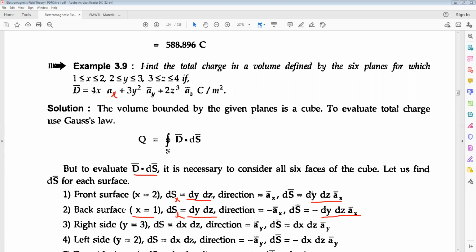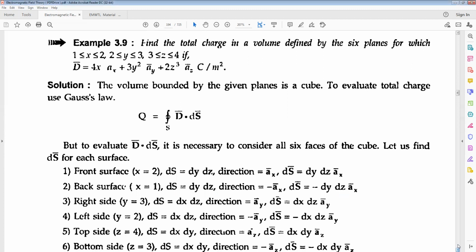Front surface is a plus. Similarly for the y, 3 and 2 is there. The right side is y equal to 3 and the left side is y equal to 2. Left side we can take as a negative value. It is in the y direction, the differential surface area normal to the y direction. There is no y component, only dx and dz. Similarly the second one is also dx and dz, but it is a negative direction. Got it, my students?